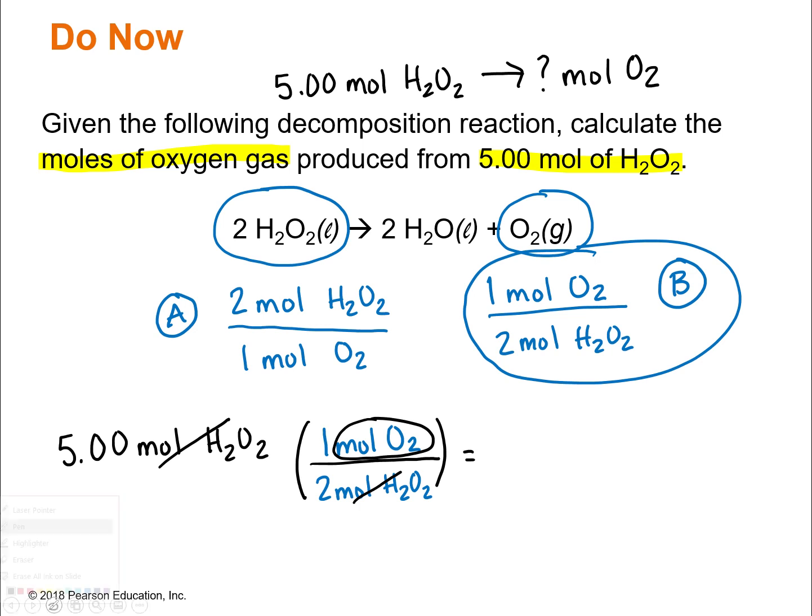When you put this into your calculator, this is a much more simple problem than the ones we were doing last week, but we'll get there. You just do 5 divided by 2. So you should get 2.50 moles of oxygen gas.